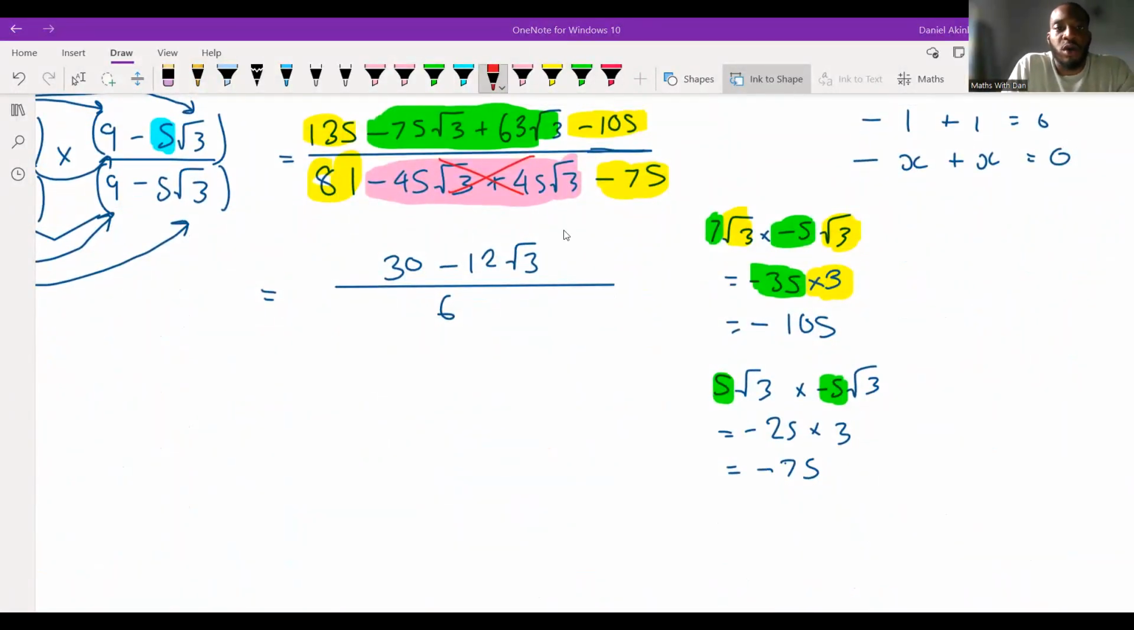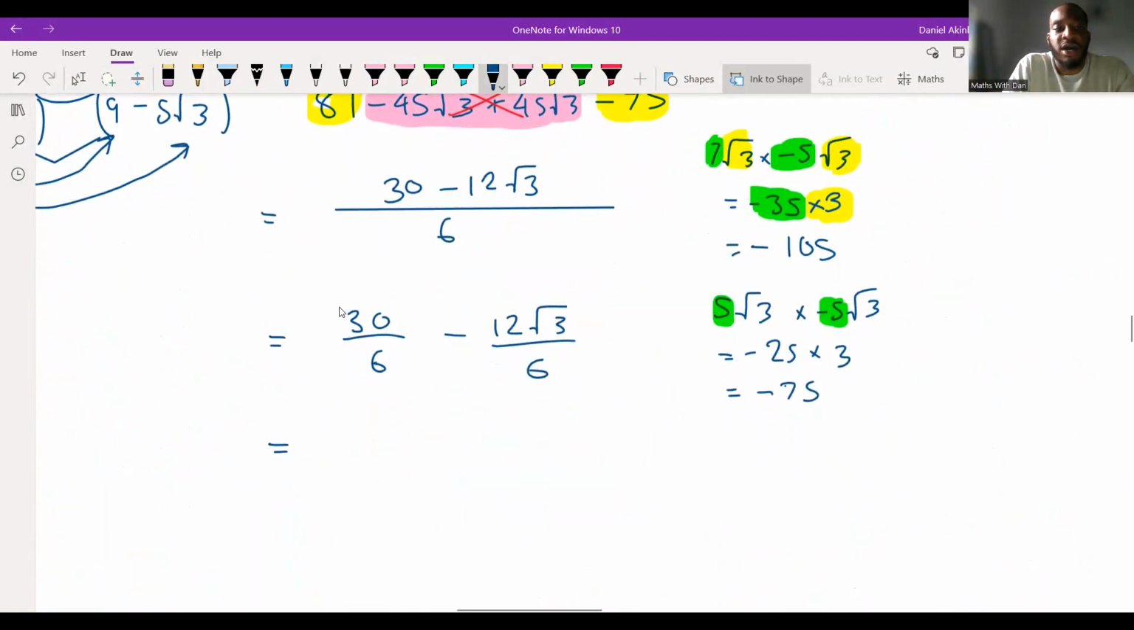What do we do? Well, you can do this in a couple of ways. You can either split this into two separate fractions. You can write 30 over 6 minus 12 root 3 over 6, right? Simplify that way. And this will give you 30 divided by 6 is 5, and then 12 divided by 6 is 2. So this becomes 5 minus 2 root 3. This is our final answer.